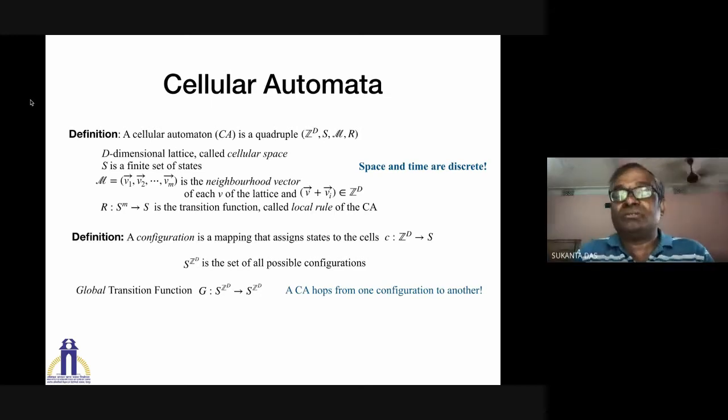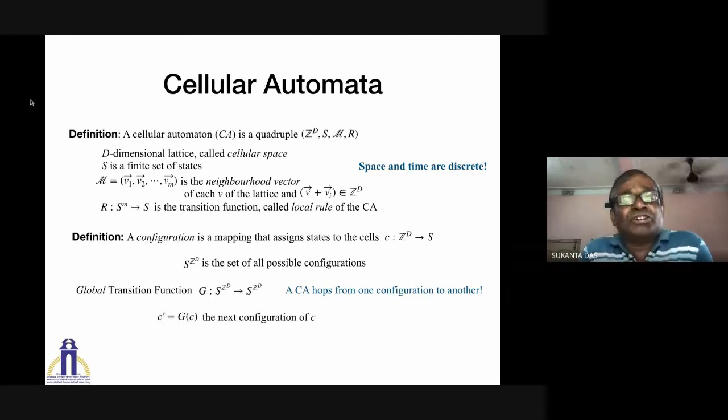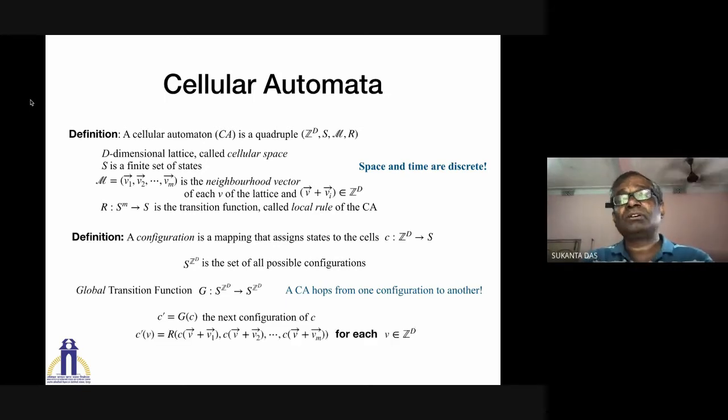This is the meaning. We call it evolution from one configuration to another. Now, what is the relation between the global transition and the local transition? Suppose C dash is the next configuration of C. Capital G is my global transition function. So therefore, C dash equal to G of C, right? The next configuration of C. If so, then we get C dash of V. Oh, there is a small mistake. In V on the left hand side, there should be a vector symbol. That was missed. So C dash of vector V is equal to R of C of vector V plus V1, C of vector V plus V2, dot dot, C of vector V plus vector VM.